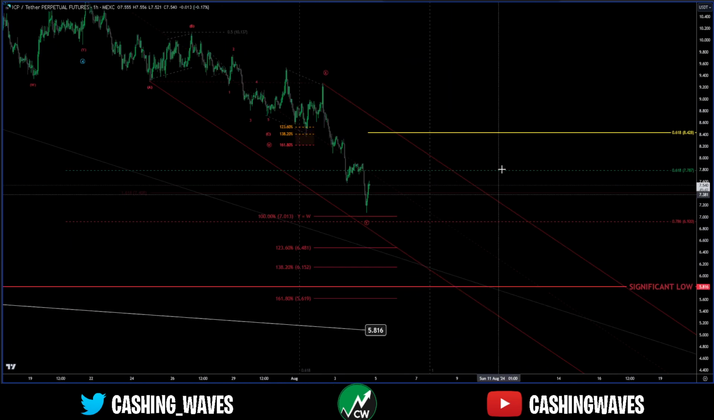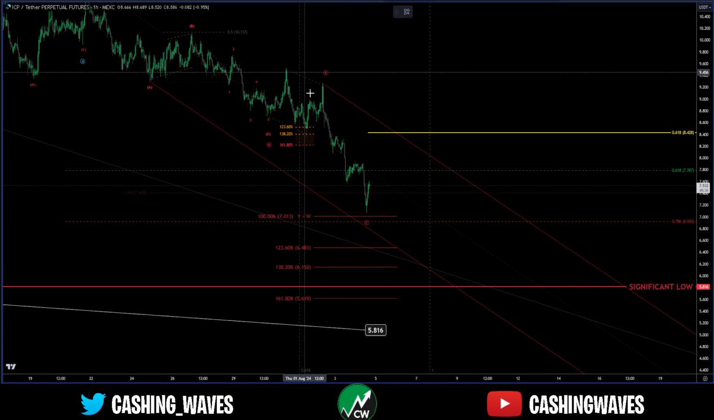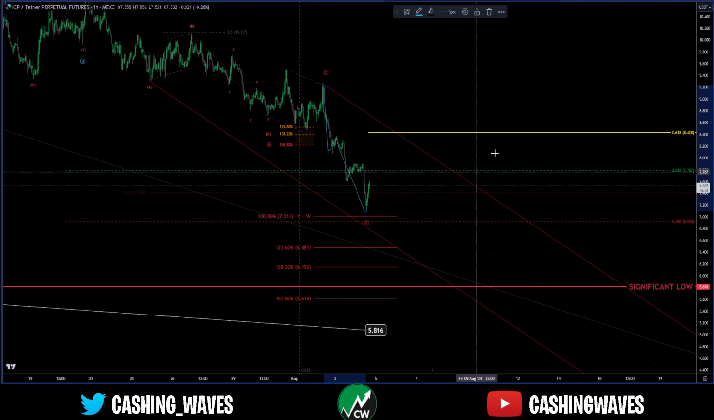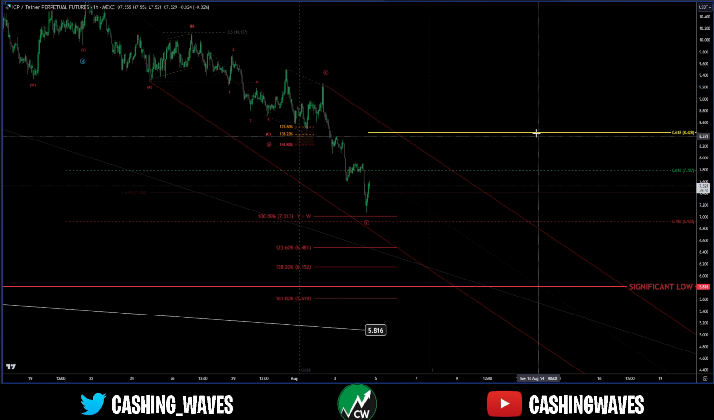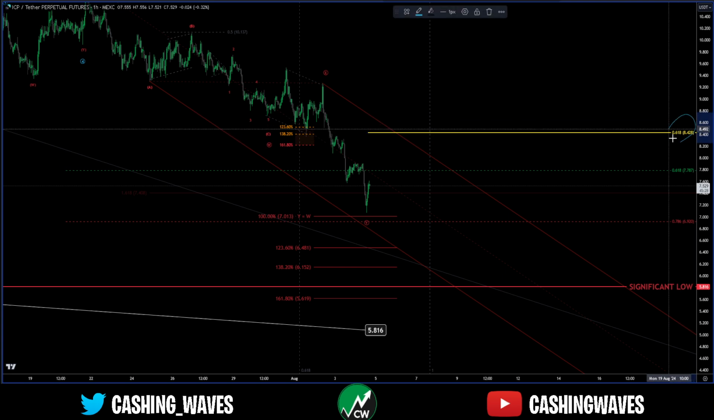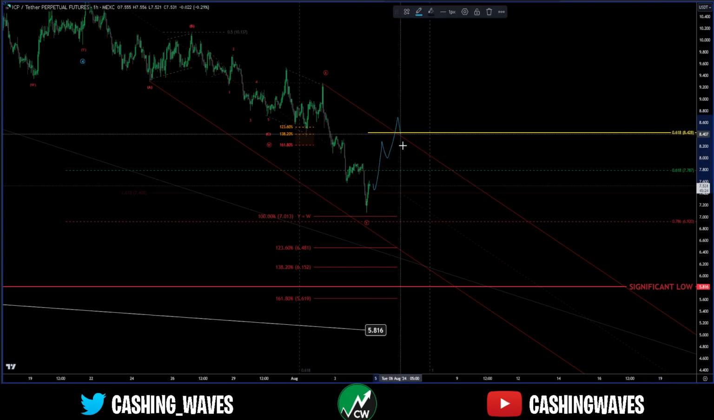So I'm going to be watching this very closely, see how this actually finishes up. But as of right now, technically labeled this way, this is an ABC complete. But again, I'm waiting for the break of this pitchfork and the 618, which is at 842.8. And I want to see a nice 5-wave move and a pullback.